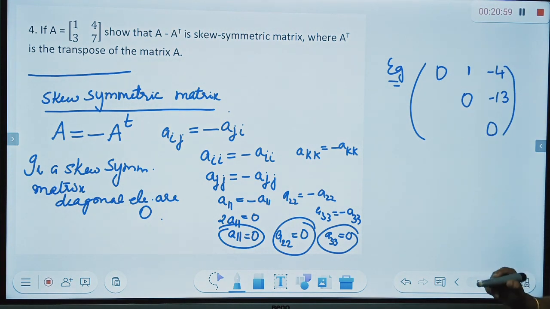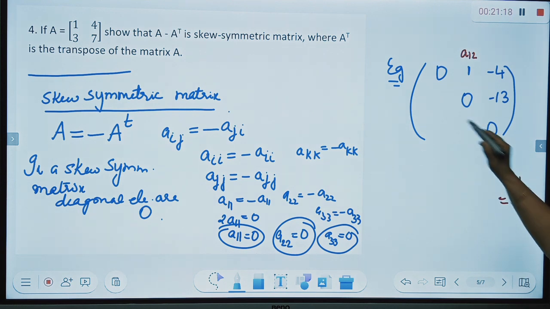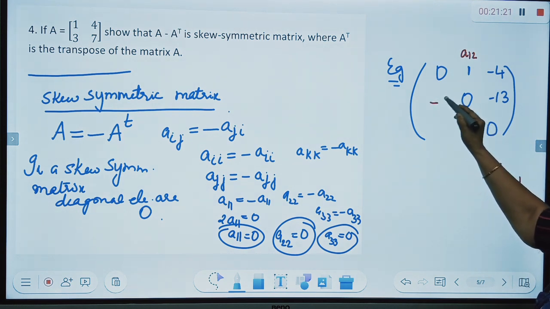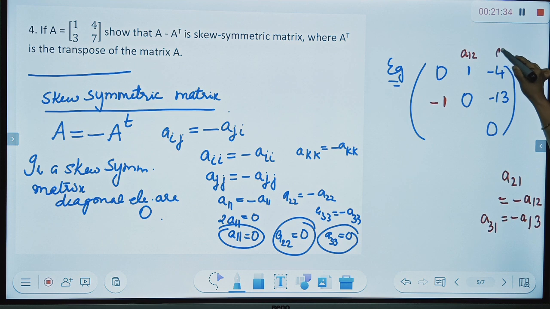So what is this element? A21. But it's a skew symmetric matrix, so A21 will be minus A12. A12 we already know, right? So A21 is minus A12, so this is minus 1. Now A31 will be minus A13. Which is A13? This is first row, third column. So minus A13 will be 4.